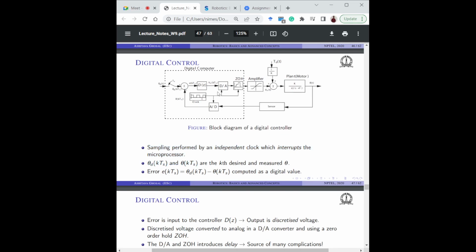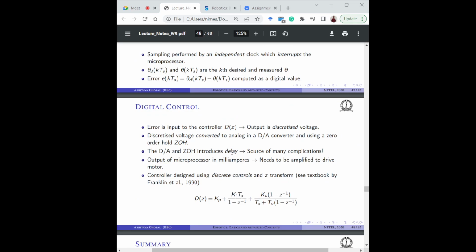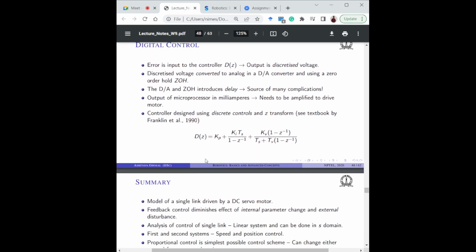So this is just how sampling is done. This is just one example of a digital control system, of a digital controller. And basically, for continuous control, what we used was the S domain approach.